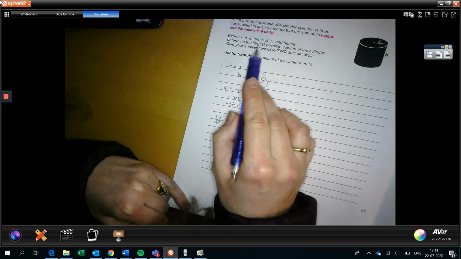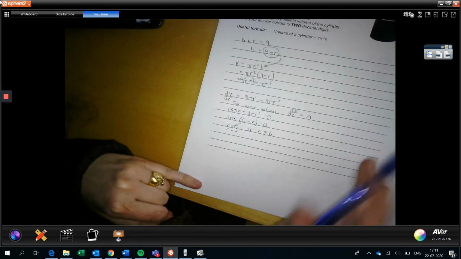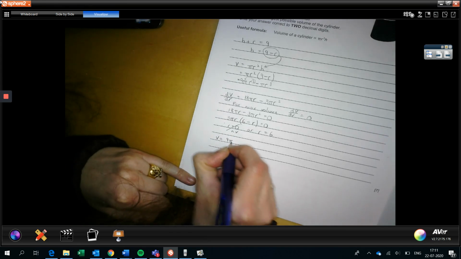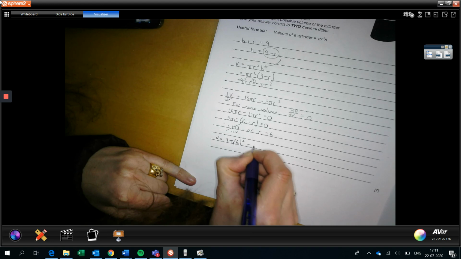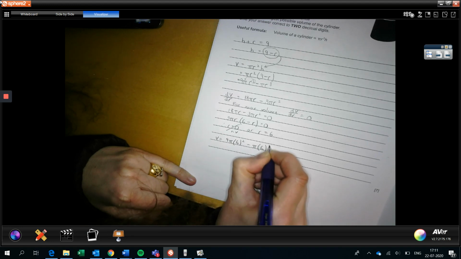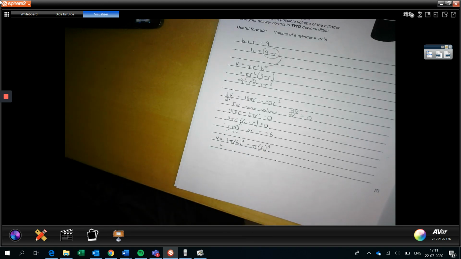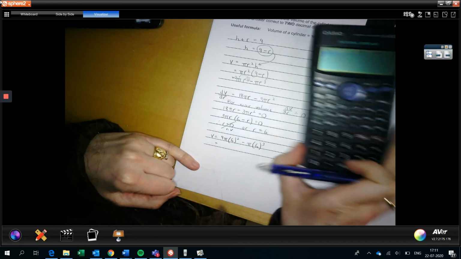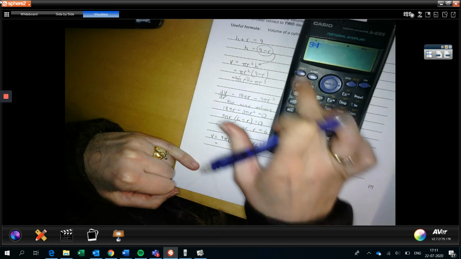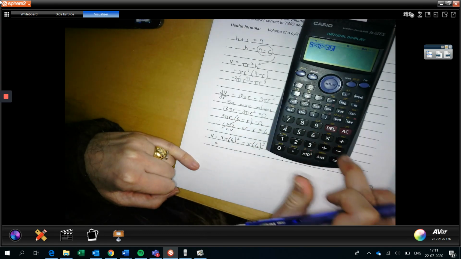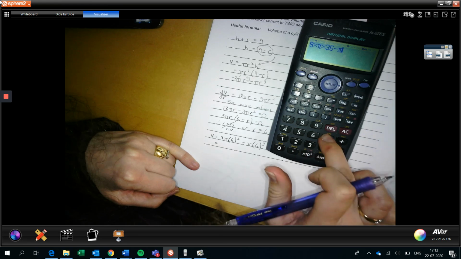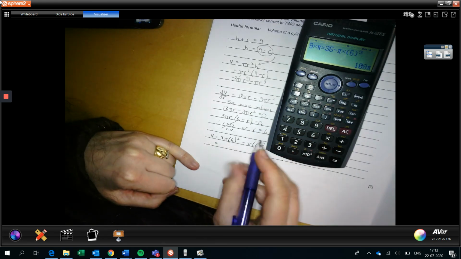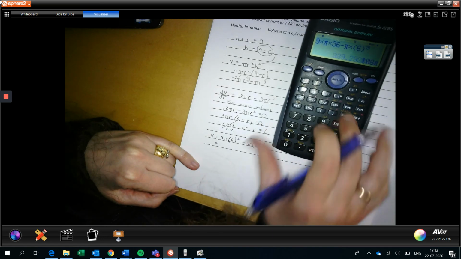And the question said determine the largest possible volume, so we're not done. We need to now substitute 6 into r's place so that we can get the maximum possible volume. And then don't forget we want it correct to 2 decimal digits. So it's 9 times pi times 36 minus pi times 6 cubed. And I get 108 pi, but we said correct to 2 decimal places.